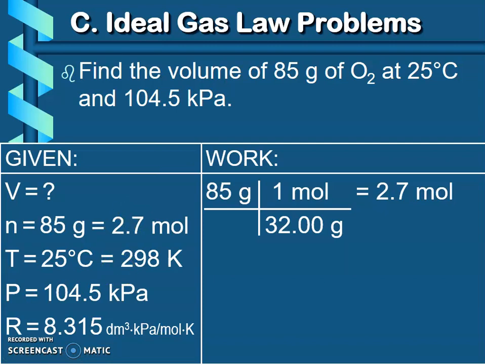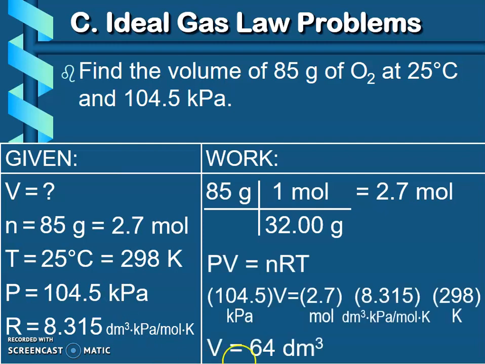Now we can plug all of these numbers into that ideal gas equation. Okay, I have a P, my V is my unknown, I have my n, which I had to calculate, use my periodic table and molar mass, my correct R because I was given kilopascals, and my Kelvin temperature. Okay, to solve this, simply multiply these three numbers together and then divide by 104.5. Okay, round for sig figs. I have 2 sig figs in the problem. Those are my least, so my answer should have 2 sig figs, so 64. And my unit is decimeters cubed.